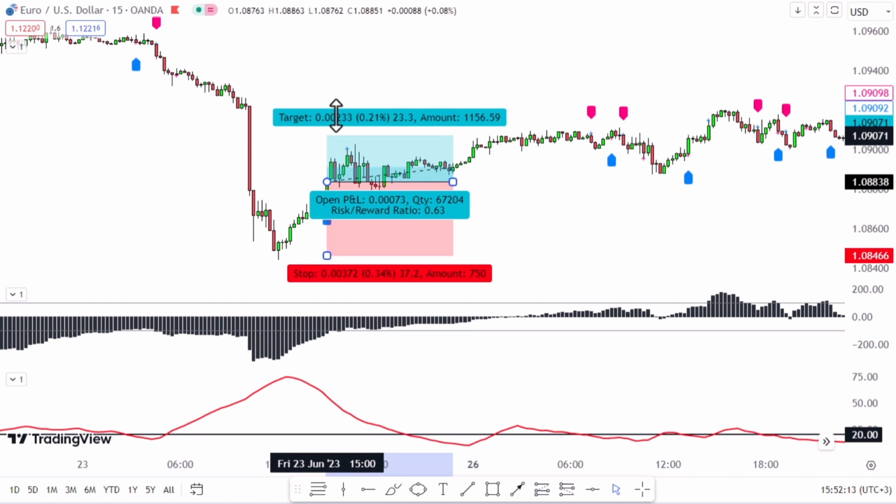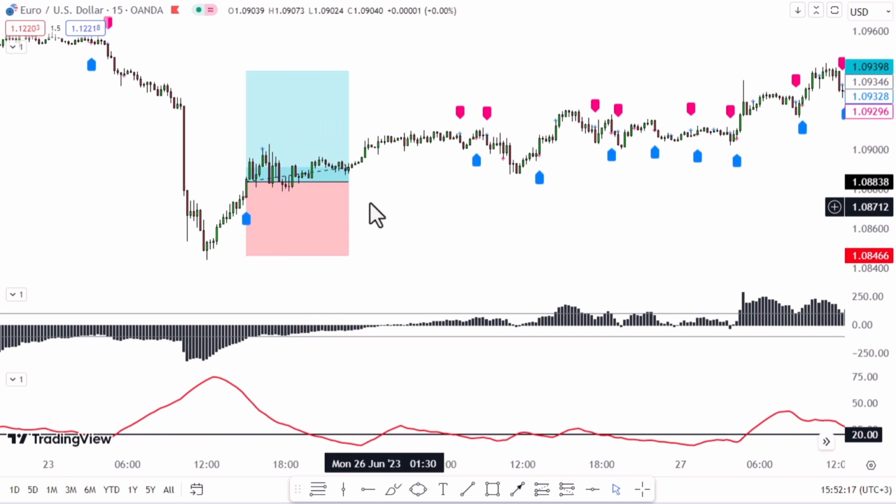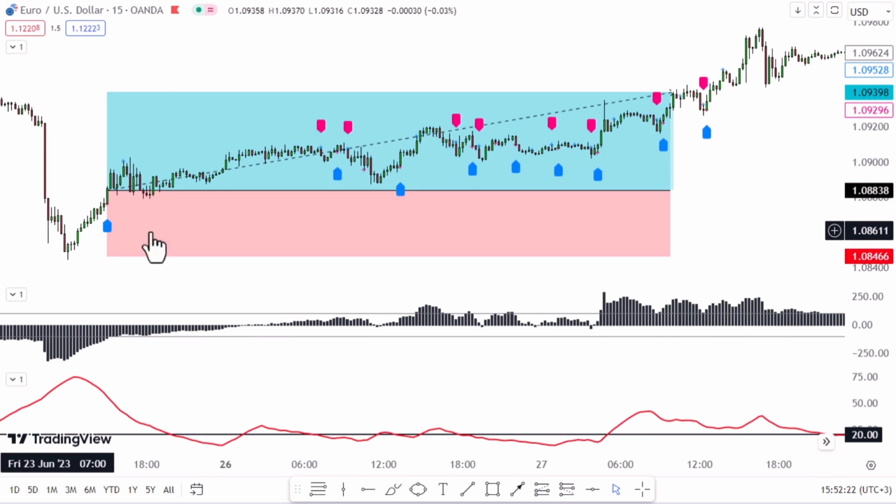Now let's take a look at the 100 backtest/forward testing of this strategy, and after that I'm going to share with you the results.